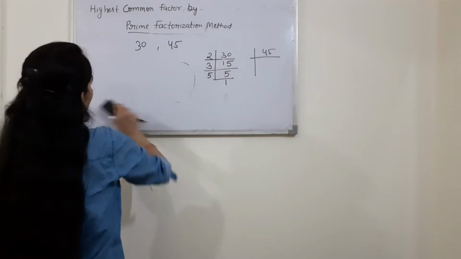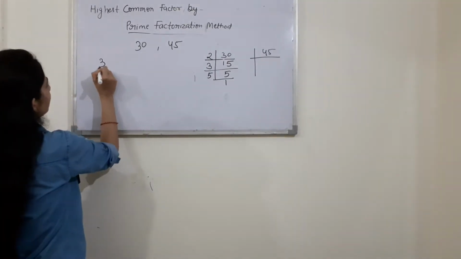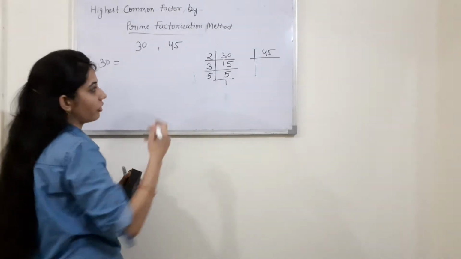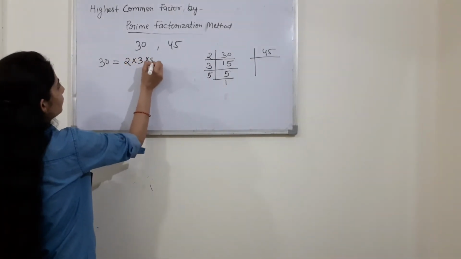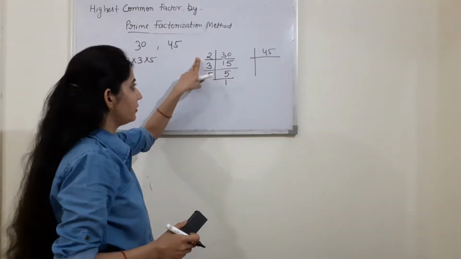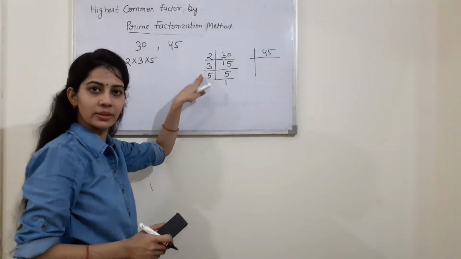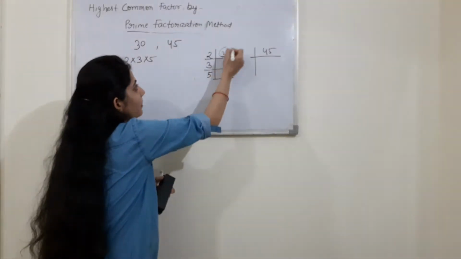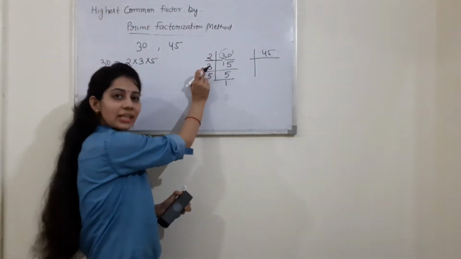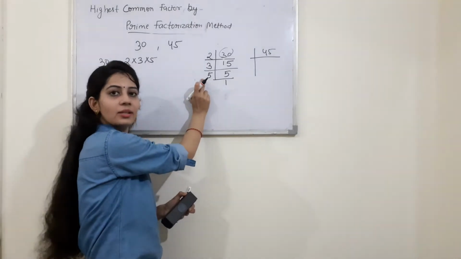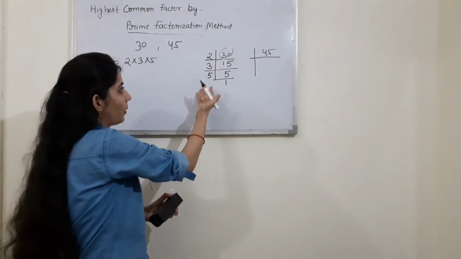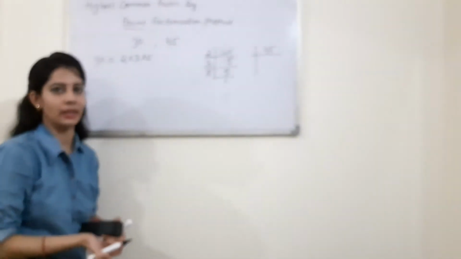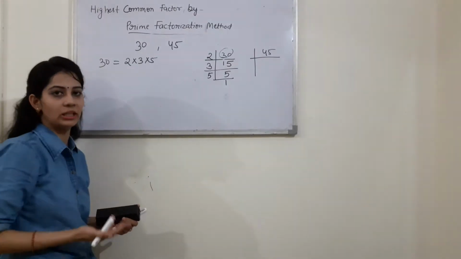Now we will write the number 30 as the product of these prime numbers, right? 2 into 3 into 5. Why am I writing this? See, when we multiply these three prime numbers, we get the number 30. You can see 2 times 3 is 6, 6 times 5 is 30, right? So you have to write the factors in the form of the product of these prime numbers. So it is 2 multiplied by 3 multiplied by 5.